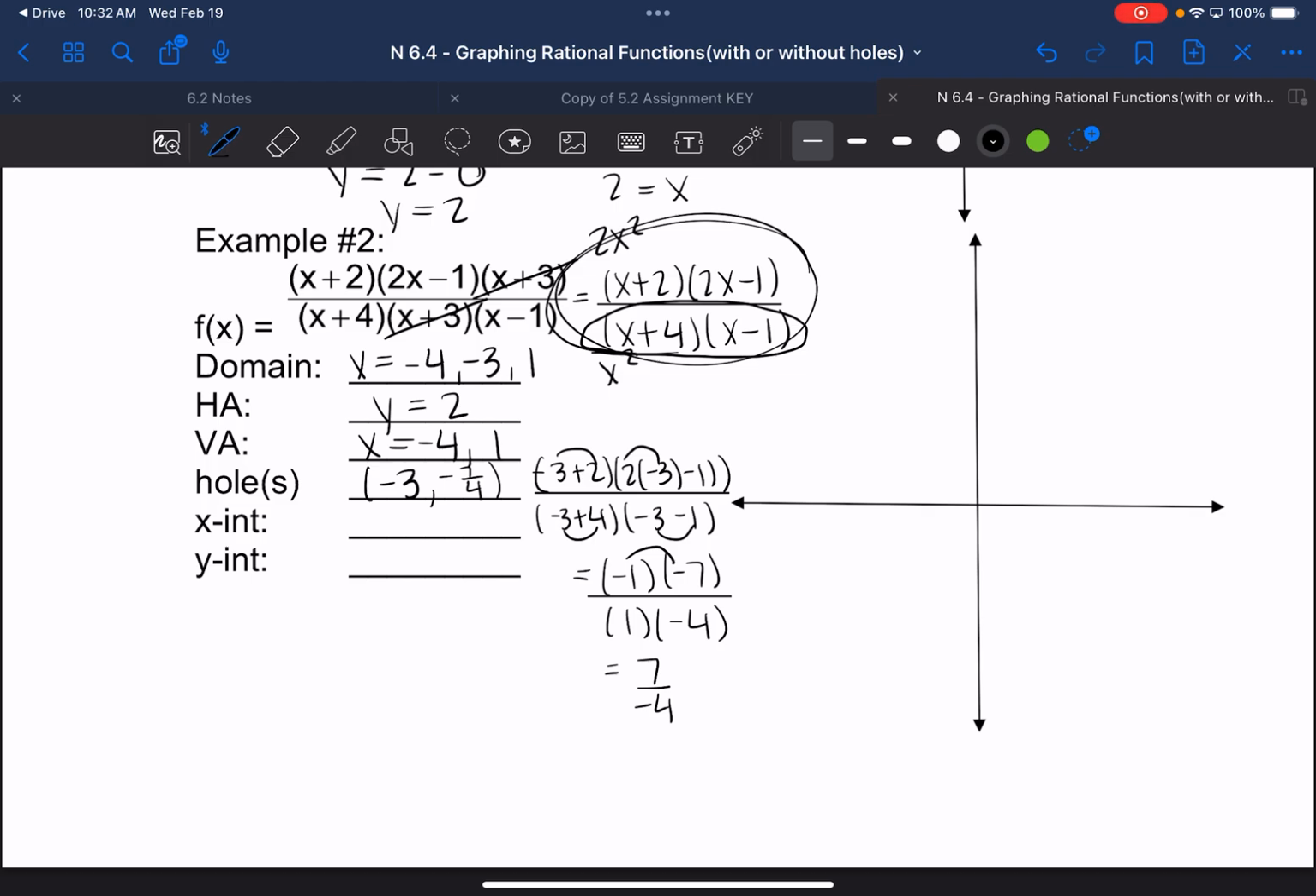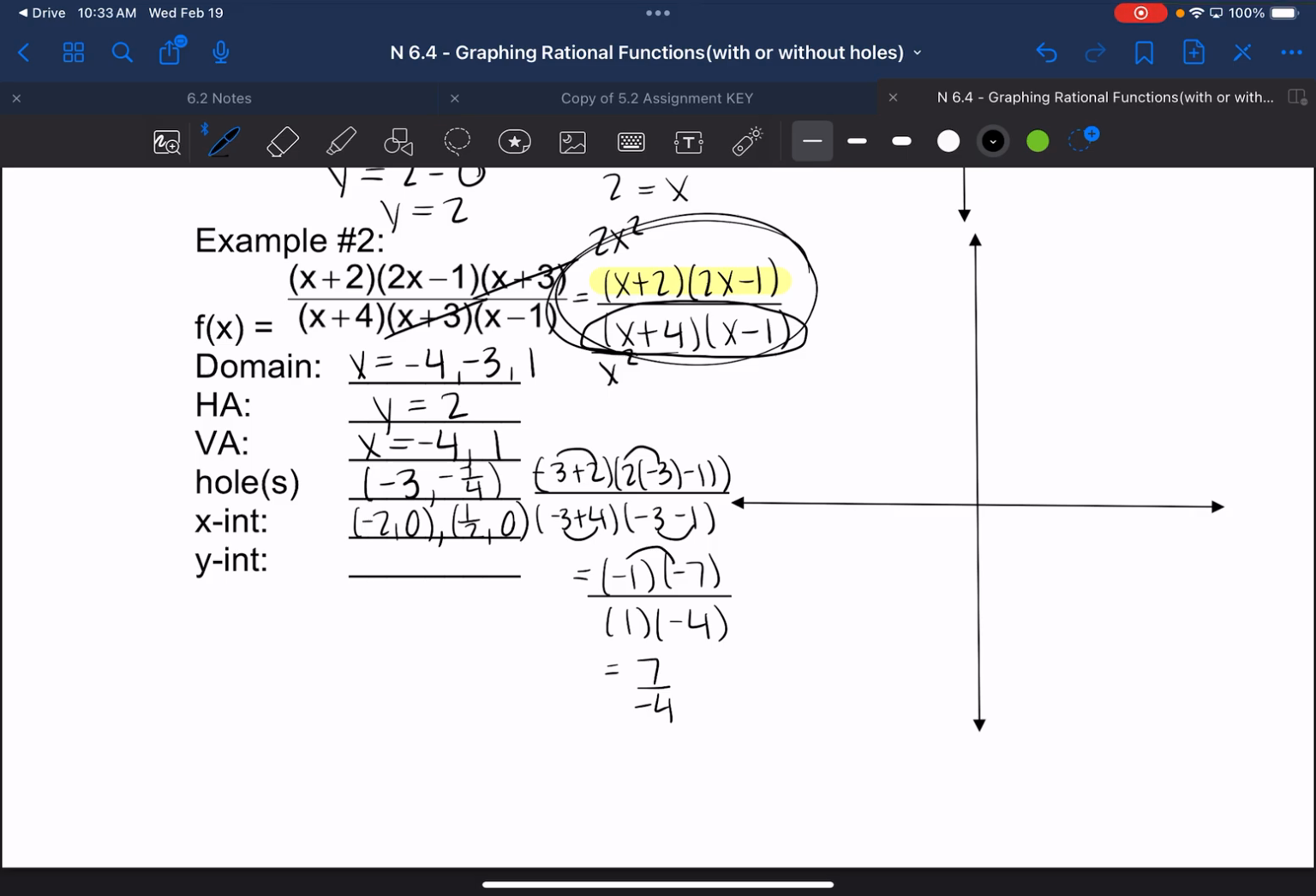Okay, and then for my x-intercepts, remember that comes from the top of the simplified form. So my two top pieces, the first one tells me we'll have an x-intercept at -2, right? And when I solve that other one, it tells us we'll have one at 1/2. All right?